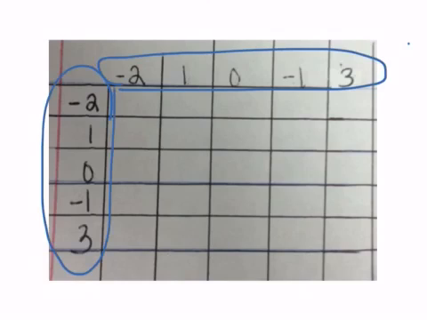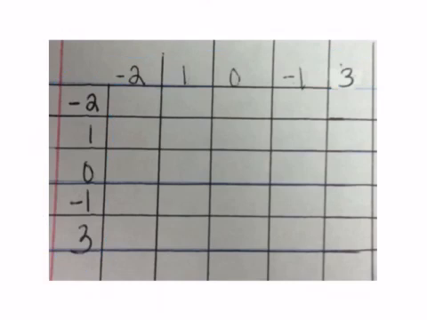3. So what we're going to do is find the sum of each of these inside the box. So the sum of -2 and -2 is going to be -4. -2 plus 1 is going to be -1. -2 plus 0 is -2. -2 plus -1 is -3. And -2 plus +3 is 1. Go ahead and pause, complete the chart on your own, and then check back to see if your answer is correct.